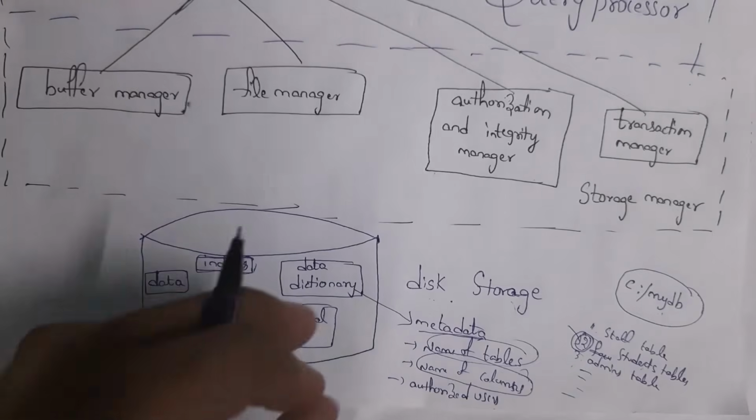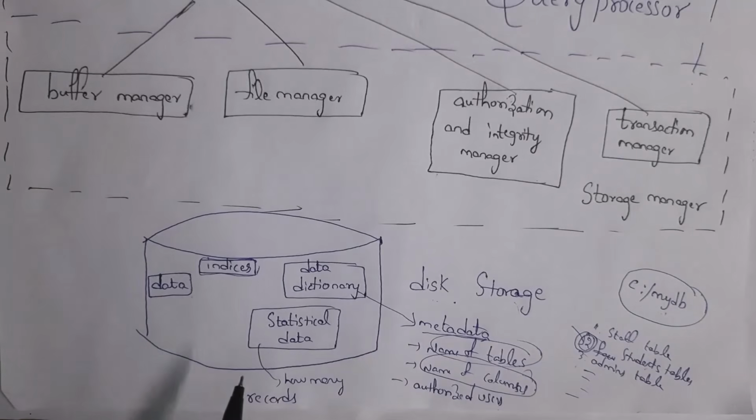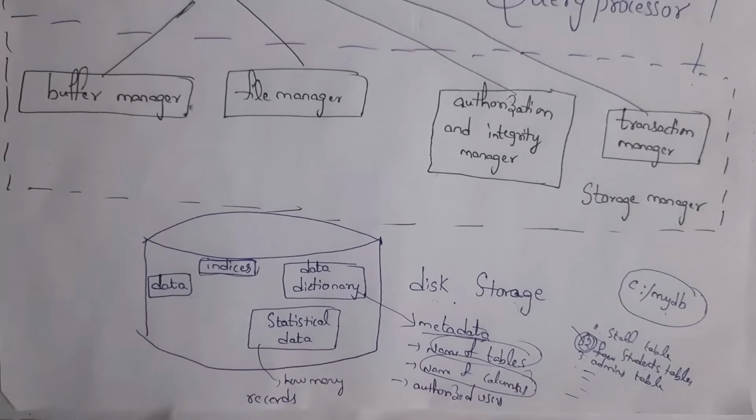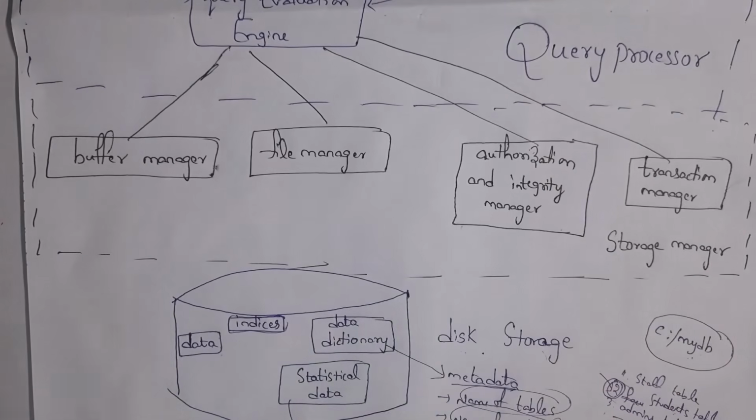And the last one is statistical data. This statistical data will store statistical information like how many records are present in each table. This is all about disk storage. These are the 4 storage manager components. I will explain each of them by giving an example.